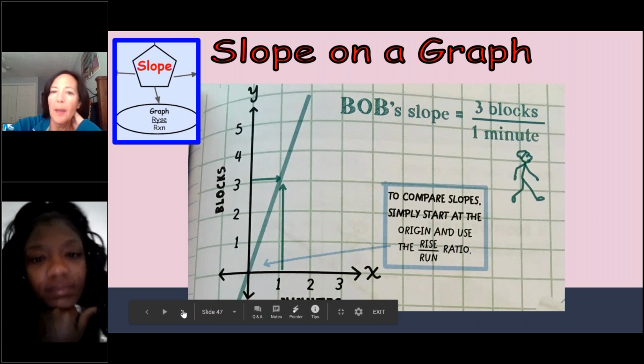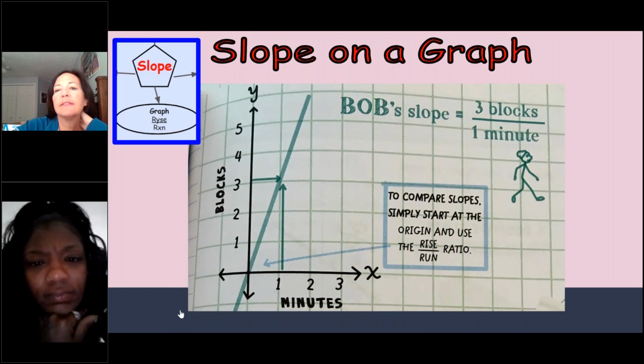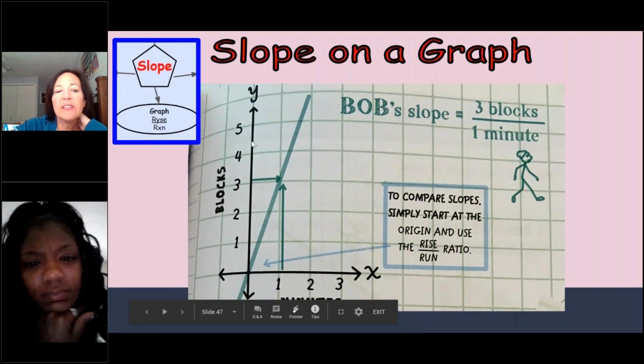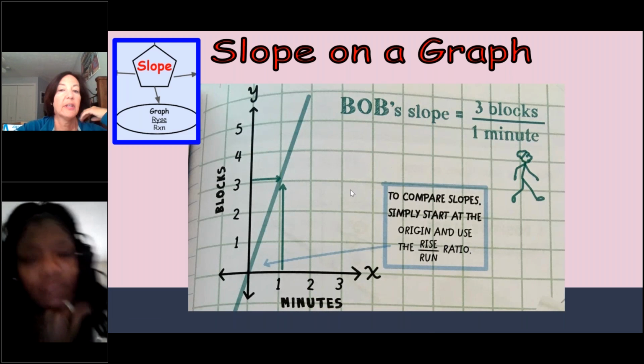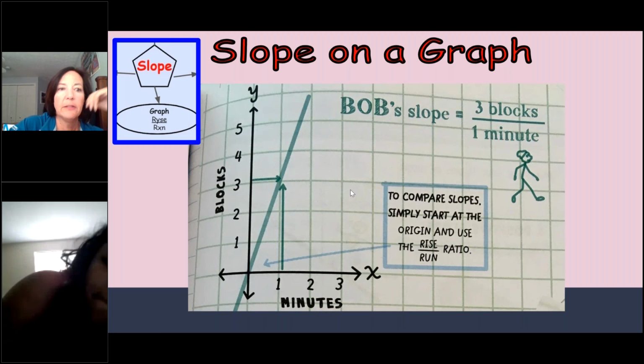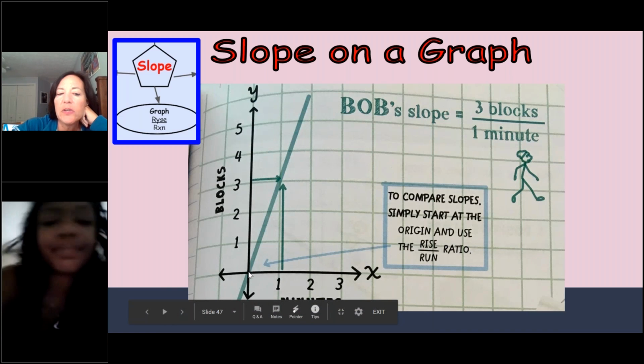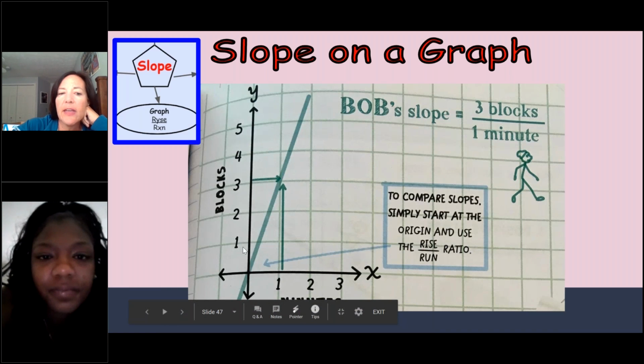Bob's slope. Bob walks 3 blocks in 1 minute. So this line represents Bob's slope, or his walking rate. You can see the heavy green line goes through the origin, the point 0, 0, and starting there, because he's starting at the beginning, he's starting at 0.